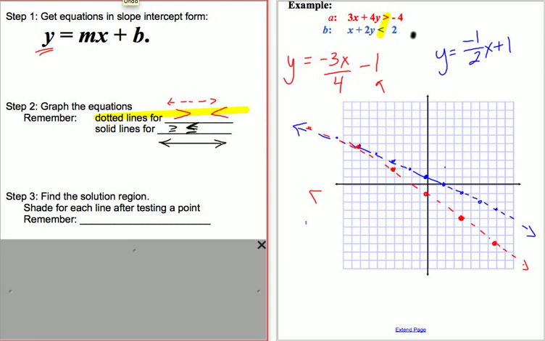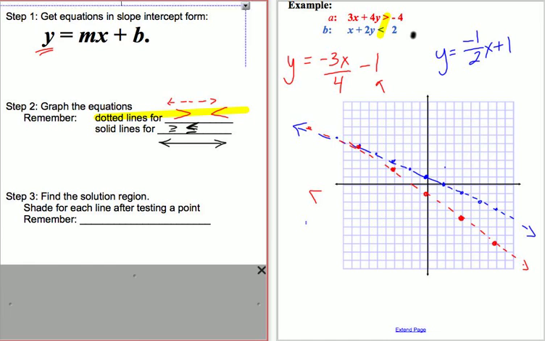Step number 3 is finding the solution region. This is the shading in. So here's what we need to do. We need to shade for each line after testing a point. So we pick a point just like we've been picking and we shade accordingly. So just like when you graph inequalities. But I want you to be careful when you shade because what you need to remember is that the solution region is where both rules have been shaded in.